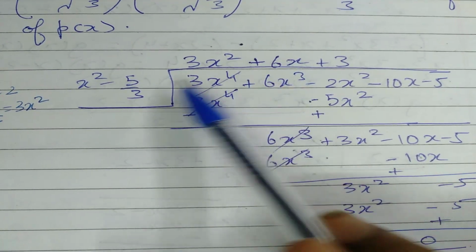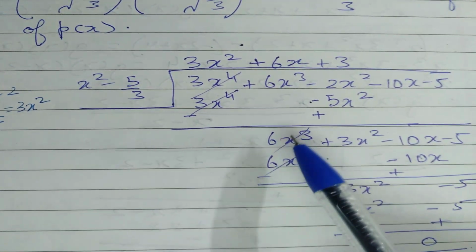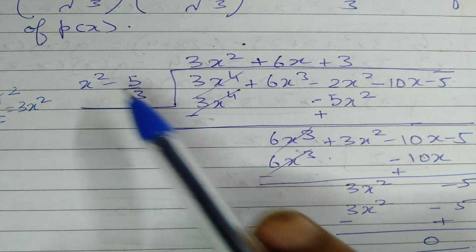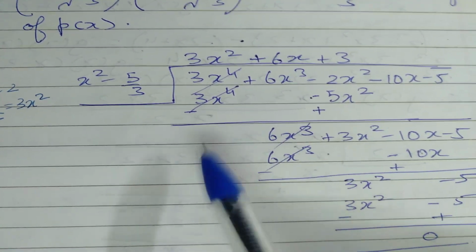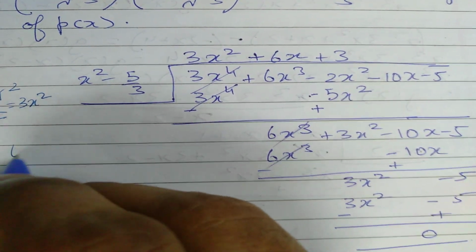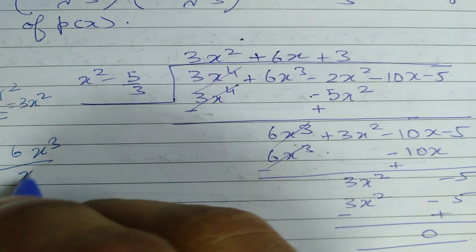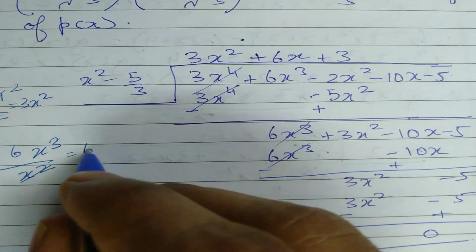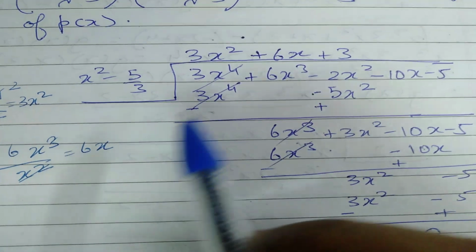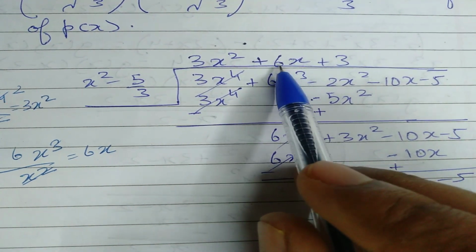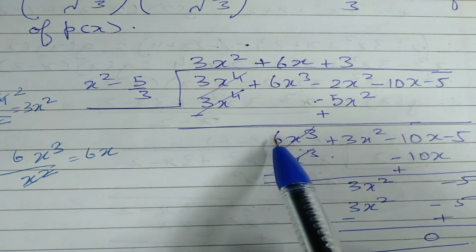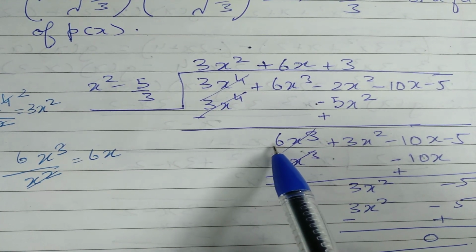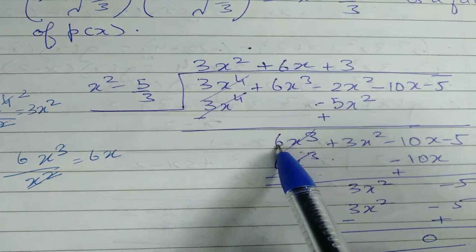Okay, so here we have x square, and here it is 6x cube. Now what should be multiplied with x square to get 6x cube? So it can be found out like this, 6x cube divided by x square. So x square and 2x will get cancelled, so you get 6x. So now this 6x, you write it here as a quotient. And the sign is also plus because this number had plus sign.